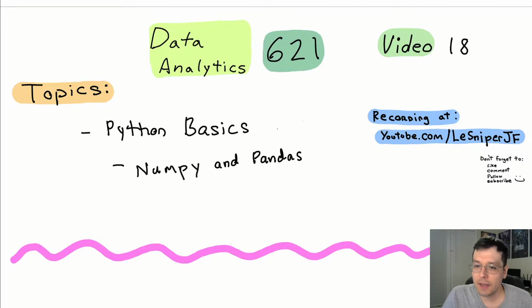We are now in the last video of this series, video 18, and the topic of the day is going to be an introduction into Numpy and Pandas. 622, which is the follow-up course, will go more in depth into these two libraries, amongst other things. So today we're really just going to give you an introduction to what they are so that you can go and explore further if that's what you want to do. Otherwise, if you're going to be taking 622, then you will get to see how we get to play with those libraries then.